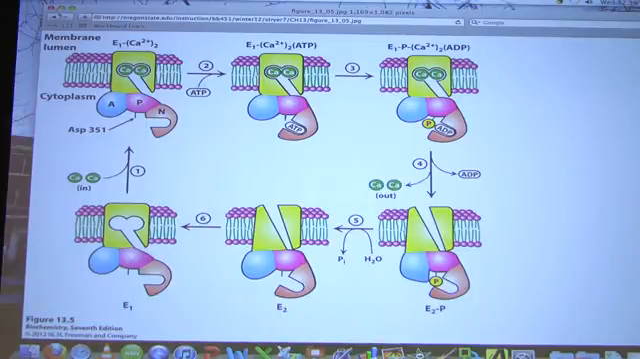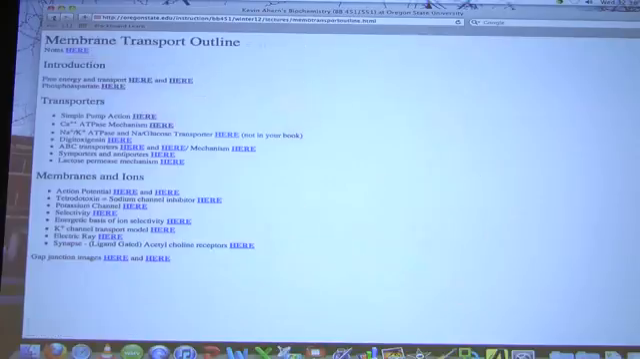Okay. So that is how a P-type ATPase works. I call it a PTP, a P-type ATP transport protein. Some people also refer to it as a P-type ATPase is what they call it. So both of those terms are acceptable.